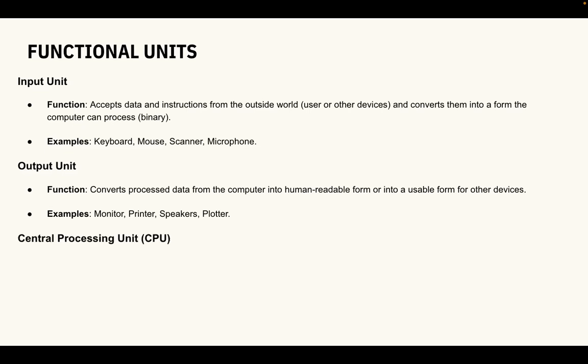The next is the central processing unit. It's the heart of the computer. It consists of two important parts. The first one is the arithmetic and logical unit. The second one is the control unit.